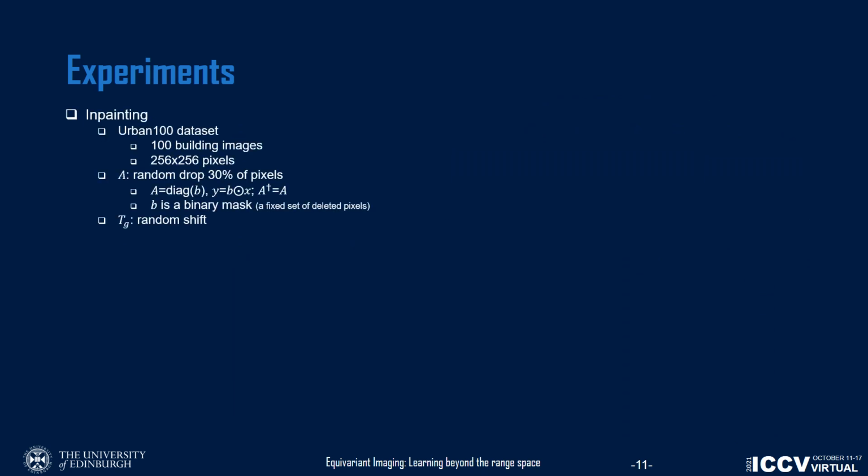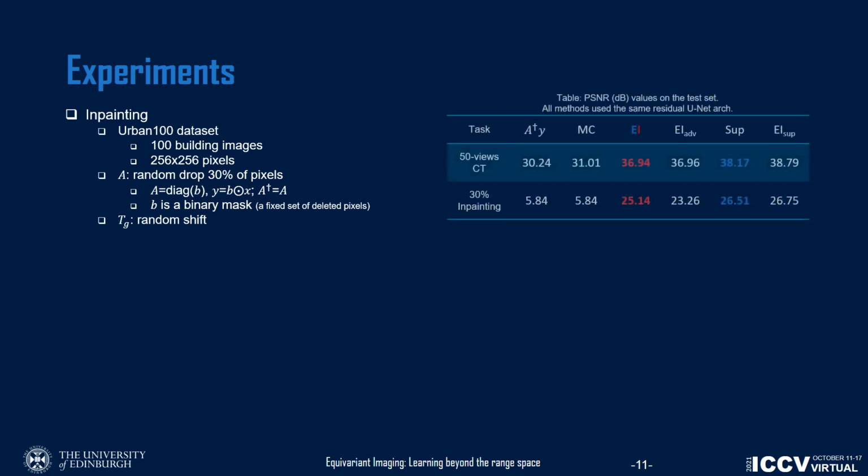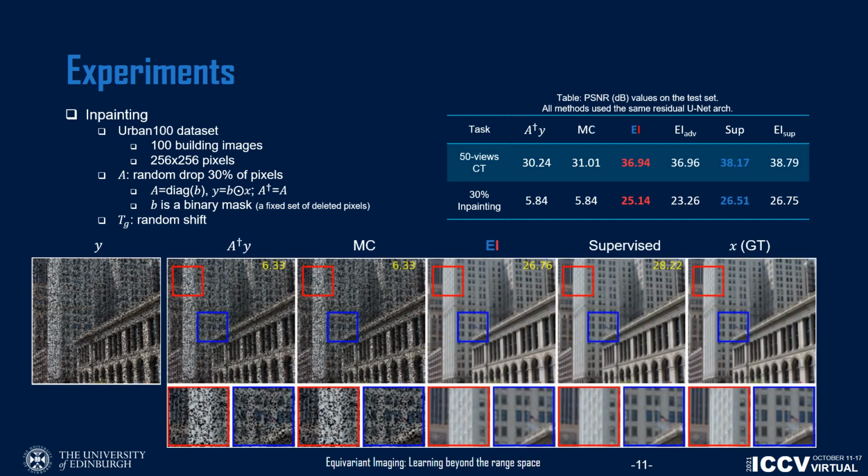We also evaluated the performance of EI for the natural image inpainting task. We trained the models on a natural image dataset of 100 images. In each measurement image, a fixed set of 30% of pixels are dropped. In this example, we applied the random shifts as the transformation group, as natural images are generally shift invariant. We can see that in this example, there is only about 1 dB gap between EI and the supervised reconstructions. And the EI reconstruction is 20 dB better than the pseudo-inverse reconstruction and the measurement consistent reconstruction.